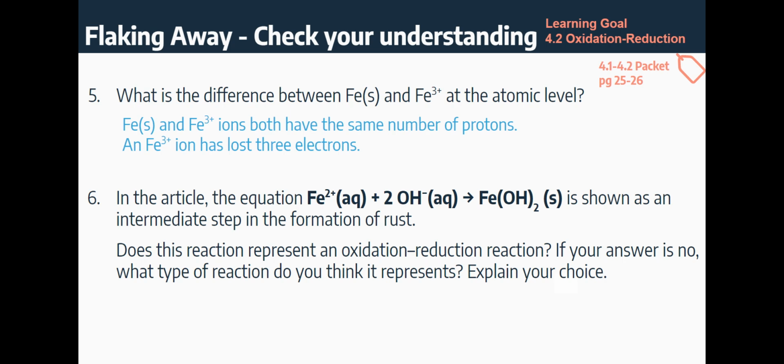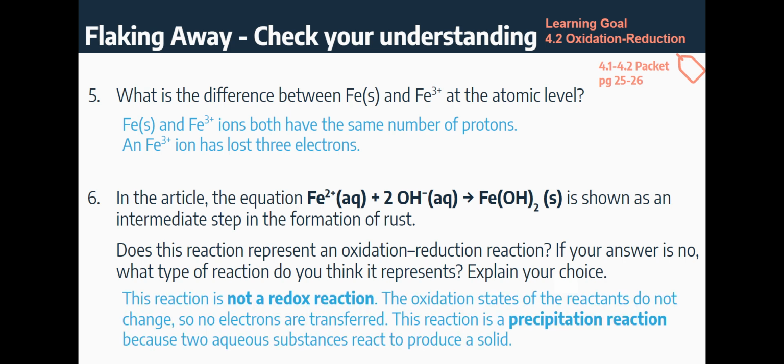Iron 2 plus, that iron has a 2 plus charge. In OH minus, our hydrogen's a 1 plus, oxygen's a 2 minus. And then in Fe(OH)2 solid, hydrogen's a 1 plus, oxygen's a 2 minus, and iron's a 2 plus. Nothing changed. Everything had the same oxidation states going from reactants to products. So this is not a redox reaction. Instead, we would identify this as being a precipitation reaction. It's got 2 ions forming a solid precipitate. This would be like our net ionic equation for a precipitation reaction, which is what we've been looking at in goal 4.1.